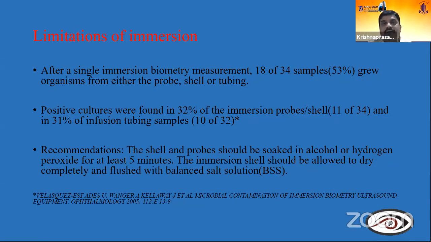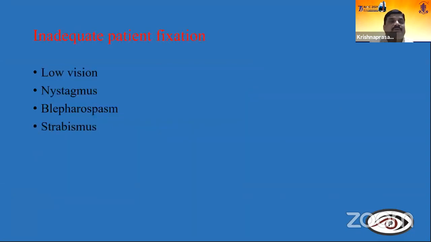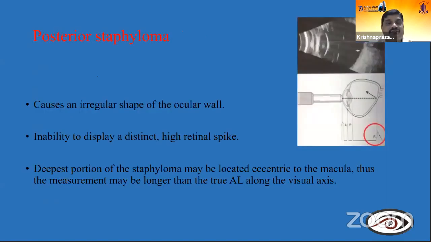So you have to be very, very careful. Especially the shell and the probe should be soaked in alcohol or hydrogen peroxide for at least 5 minutes. The immersion shell should be allowed to dry completely and flushed with balanced salt solution. Sometimes you may also have the problem of inadequate patient fixation, especially in patients with nystagmus, low vision, blepharospasm, and squint.